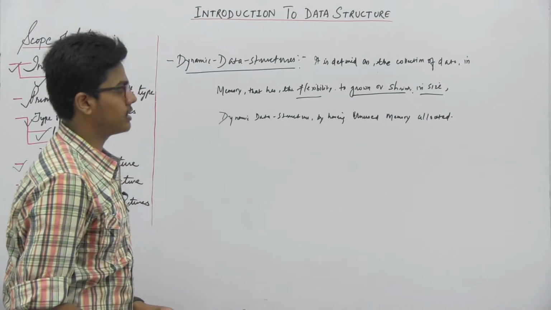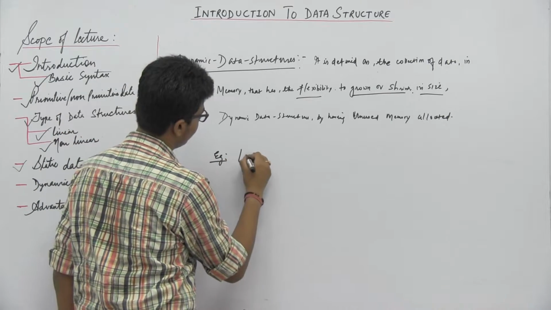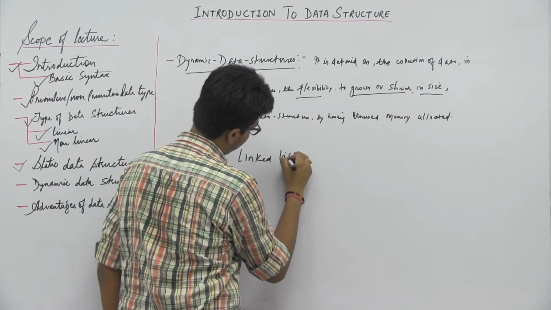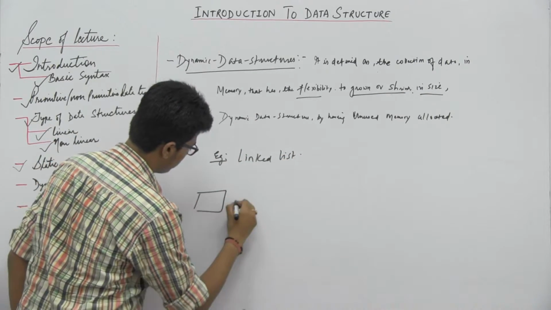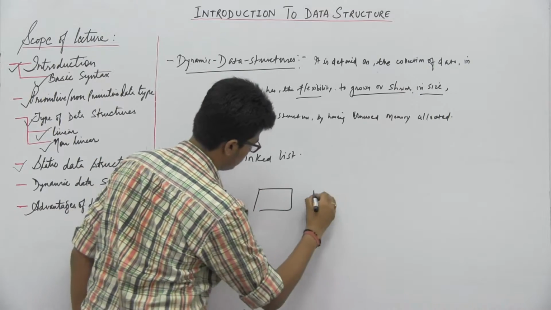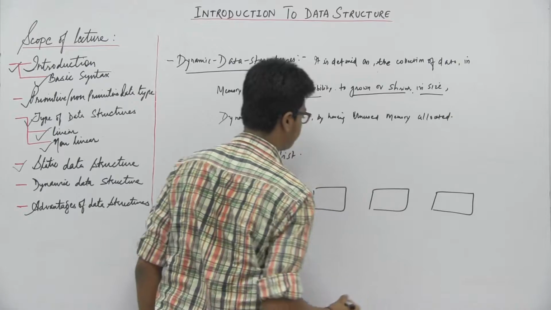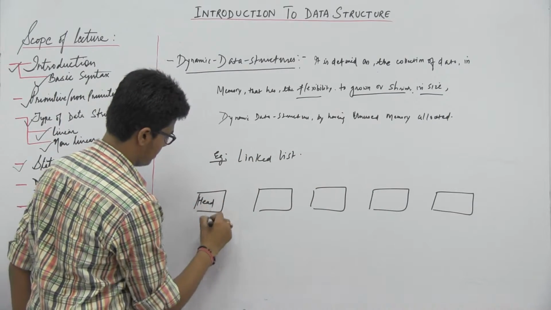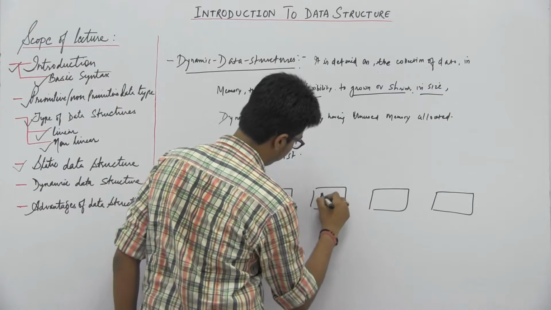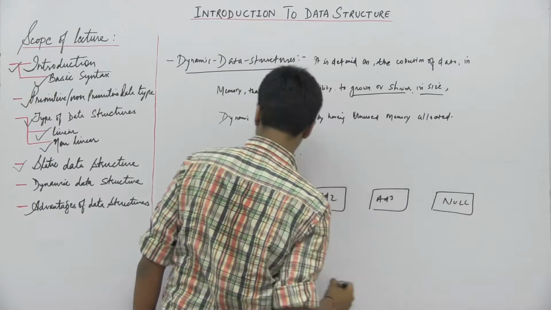The size is not fixed during runtime as well. A dynamic data structure has no unused memory allocated. One of the prominent examples of a dynamic data structure is the linked list. In a linked list we see a lot of nodes. Suppose this is node 1, node 2, node 3, node 4, node 5. Here, this is the head. This is address 1, address 2, address 3, and this is finally null.